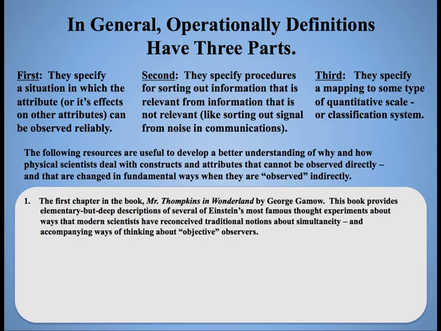The following resources are useful to develop a better understanding of why and how physical scientists deal with constructs and attributes that cannot be observed directly and that are changed in fundamental ways when they are observed indirectly. The first chapter in the book, Mr. Tompkins in Wonderland by George Gamow. This book provides elementary but deep descriptions of several of Einstein's most famous thought experiments about ways that modern scientists have reconceived traditional notions about simultaneity, and accompanying ways of thinking about objective observers.